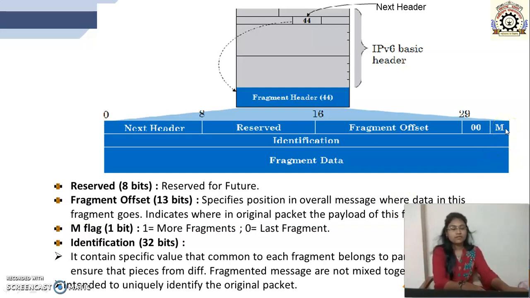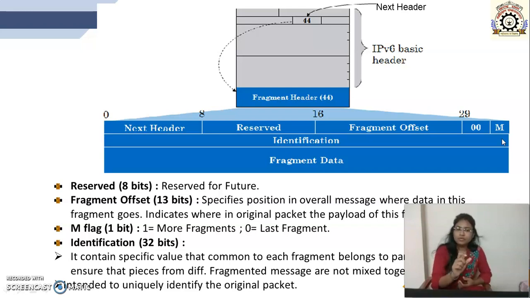M is the flag. The M flag has the size of 1 bit. It may contain the value 0 or 1. 1 means more fragments. The more fragments flag means that after this fragment there are more fragments available, and if it contains the value 0, it means that it is the last fragment and it is not followed by any other fragment.